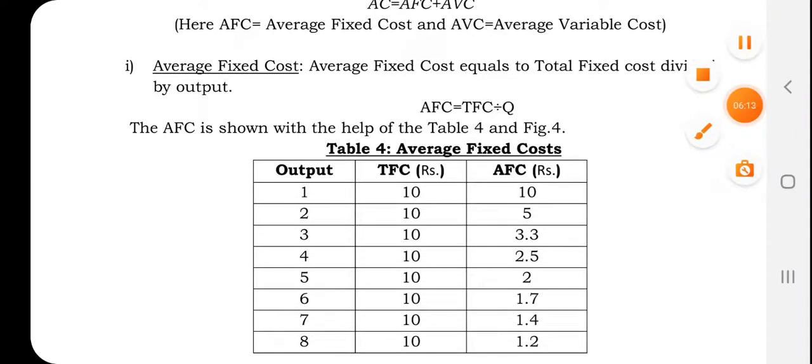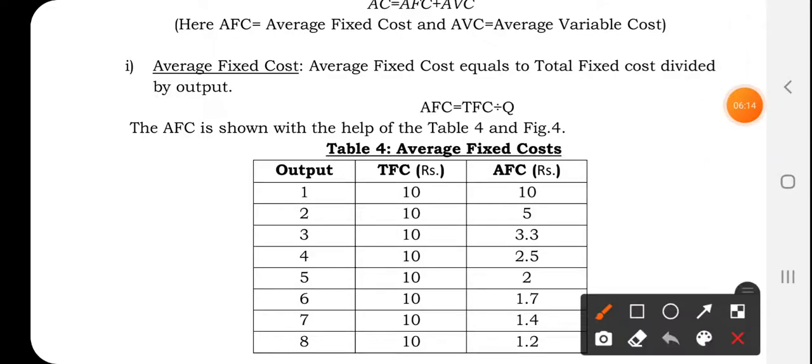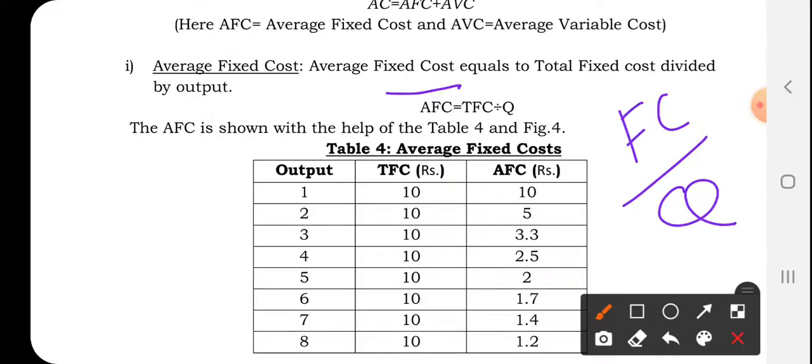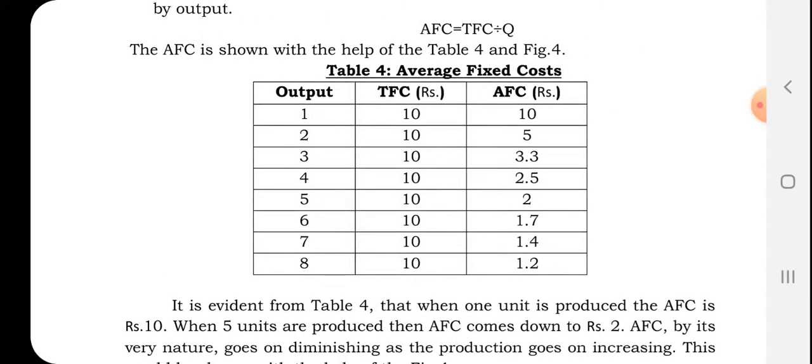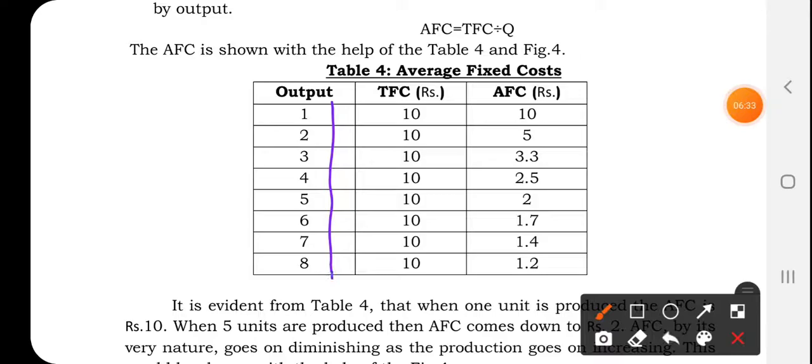Average fixed cost. The formula is total fixed cost divided by number of units produced. You can see that the average fixed cost is reducing as the output increases. Why is average fixed cost coming down? Because the total fixed cost remains the same.